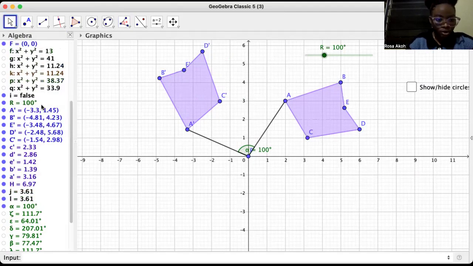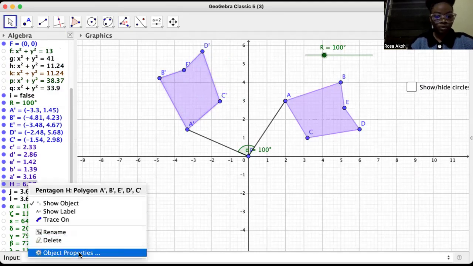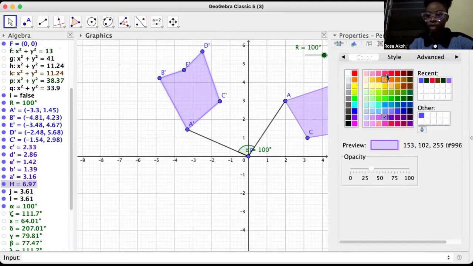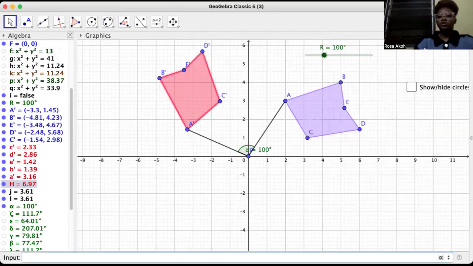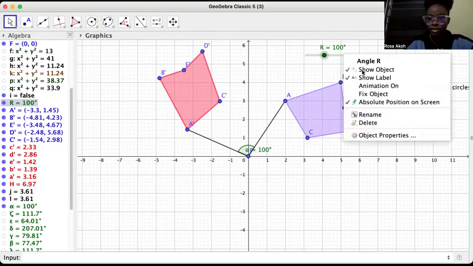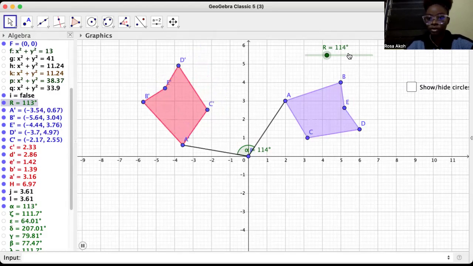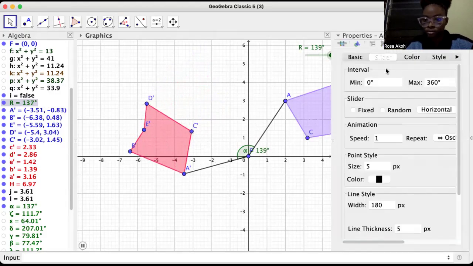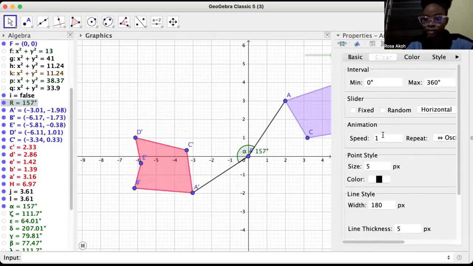The next thing I want to do is go to Object Properties, and then choose a different color for that. So now we have style. We go back to color. Let's choose a bright color. We have this. Good. Perfect. So I'm going to animate this slider. Animation will be on, and let me increase the speed to 5.